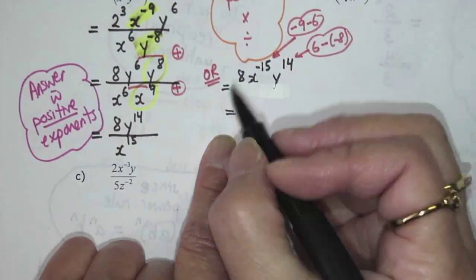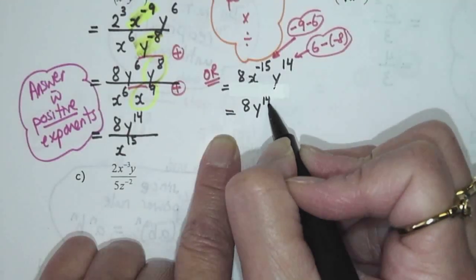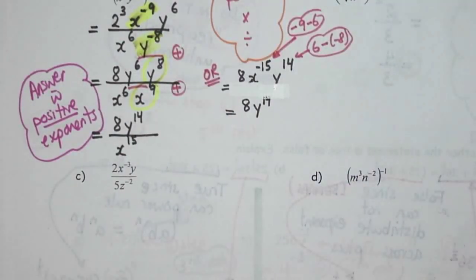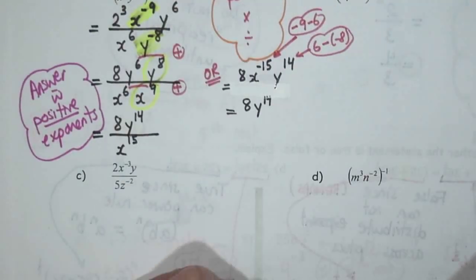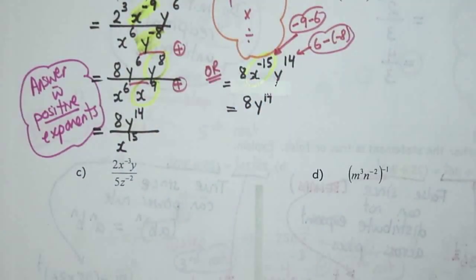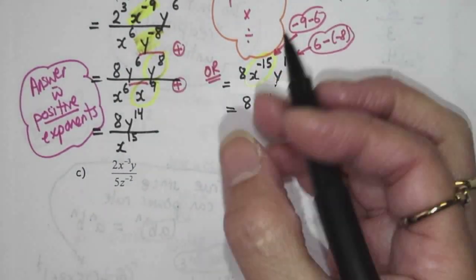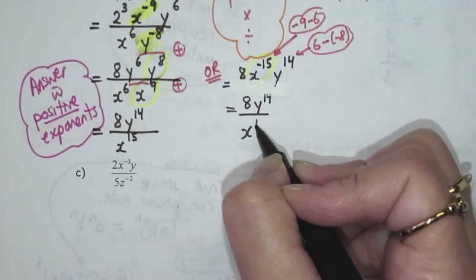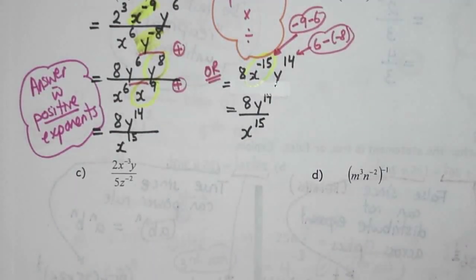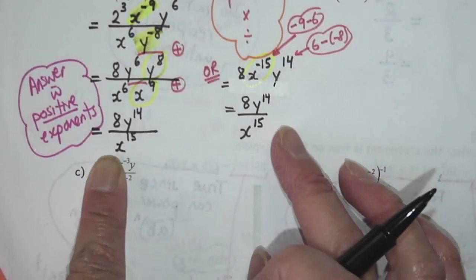So you're going to leave the 8 on the top. You're going to leave the y to the 14 on the top because it's positive, and the only one that moves is this one here because it's got the negative. So that one moves to the bottom, and it becomes x to the 15 on the bottom. Okay, and look, they're the same.